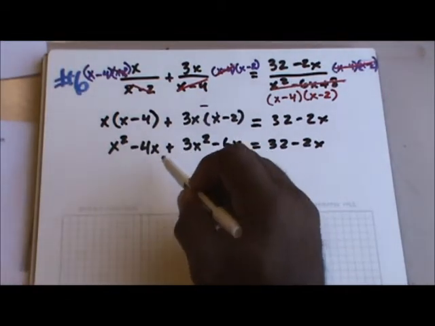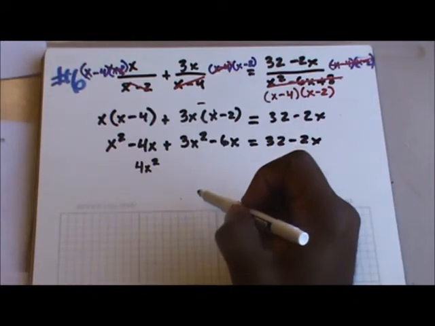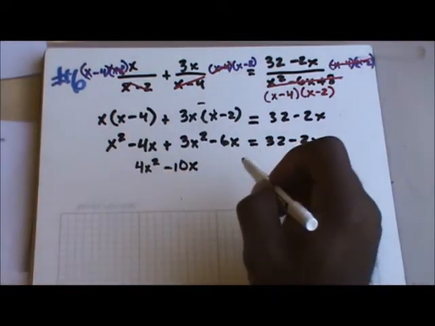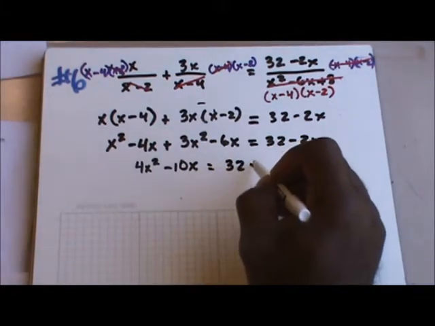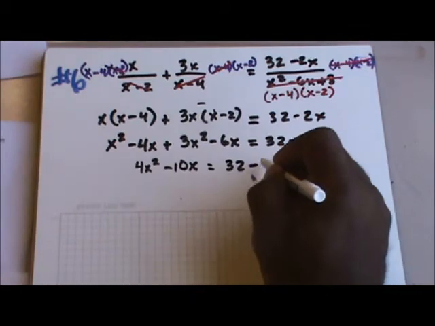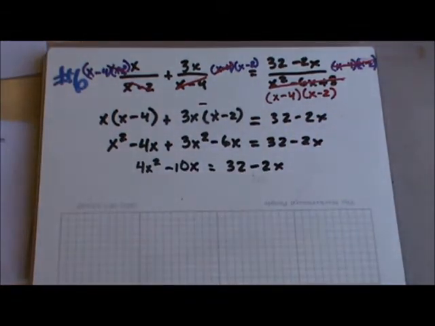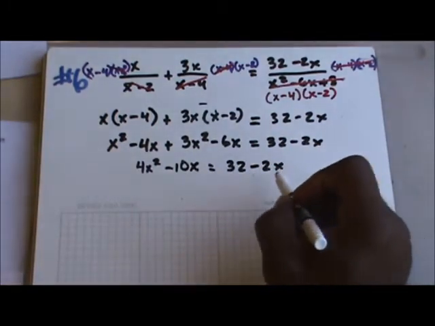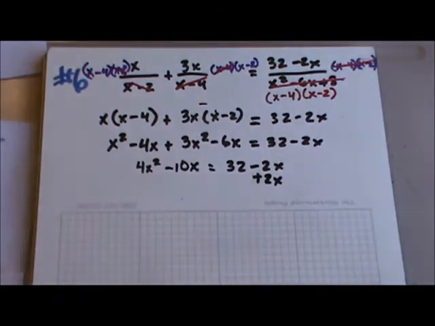Looks like we end up with 4x squared minus 10x is equal to 32 minus 2x. From here we want to move everything to one side again. Good thing we got some evens here, which should work out okay with us.